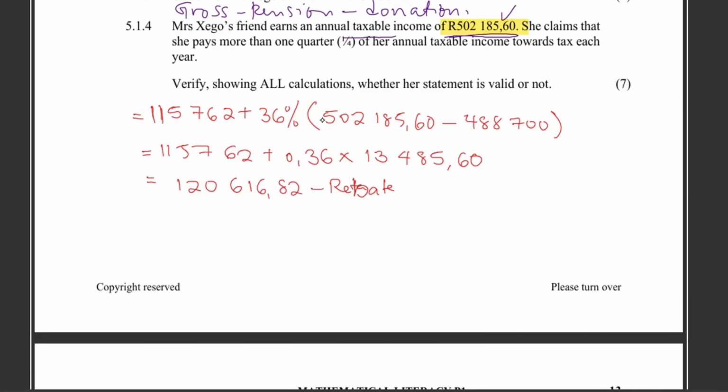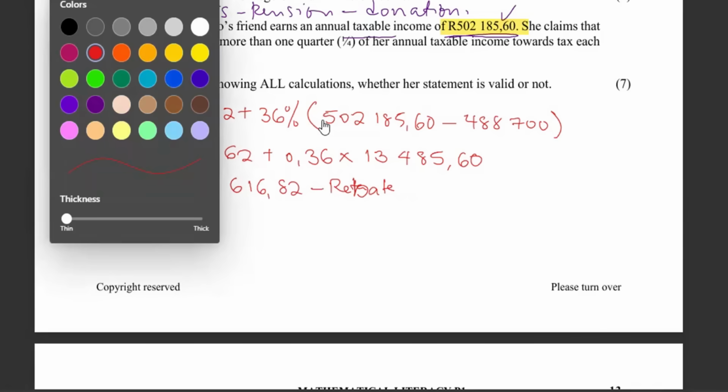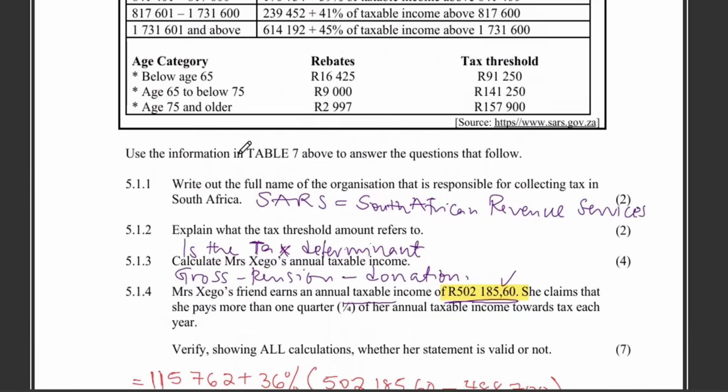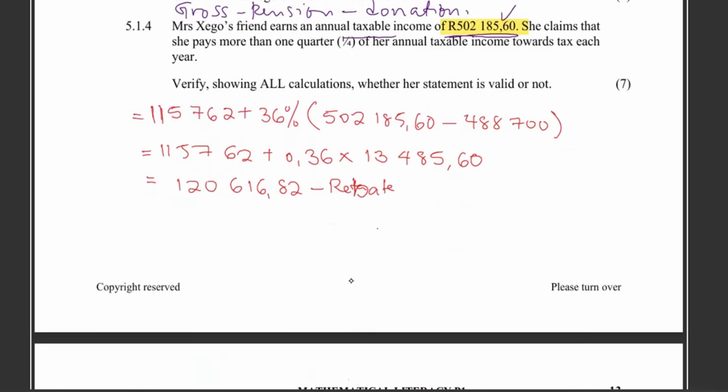And the rebate here, in this case, it's how much? The rebate, we shall come back to the table here. The person is 58 years of age. Oh, here they never told us. Anyway, so we take the primary one only. So which is this much? We shall come and subtract the rebate, which is 16,425.